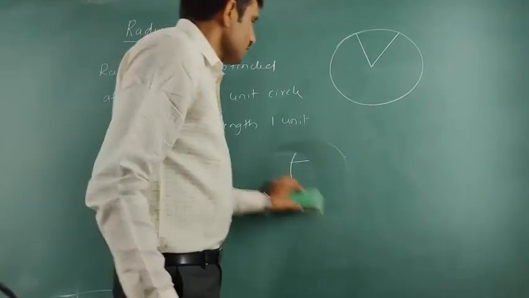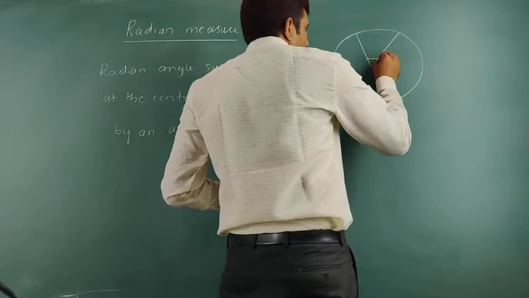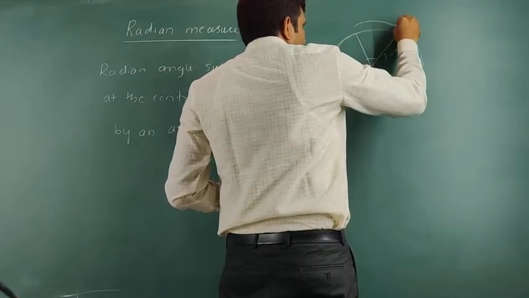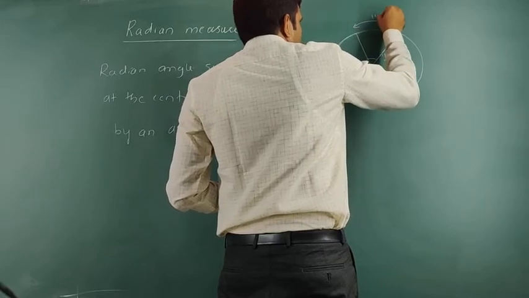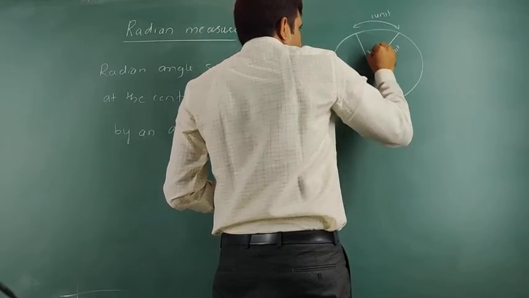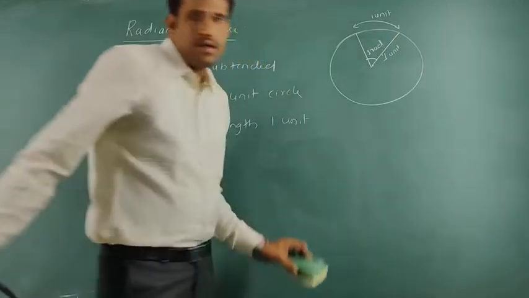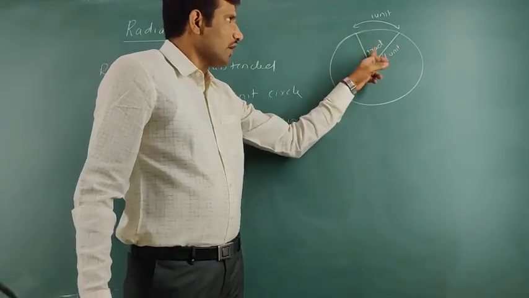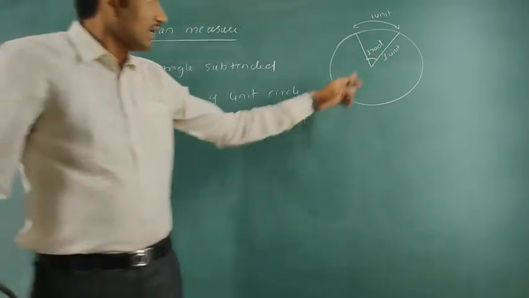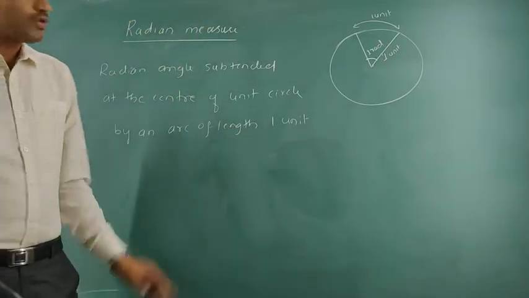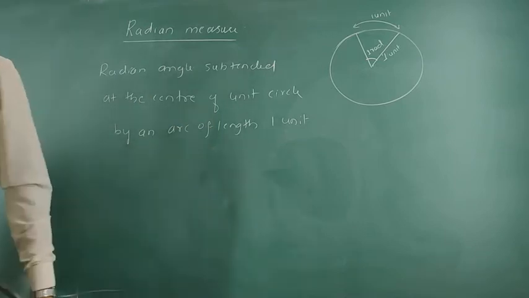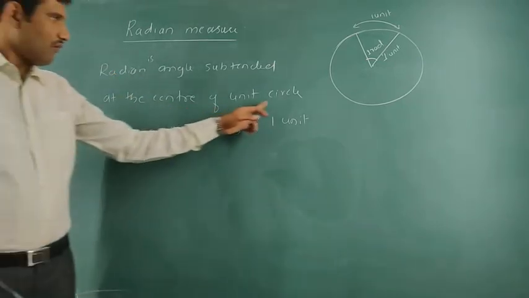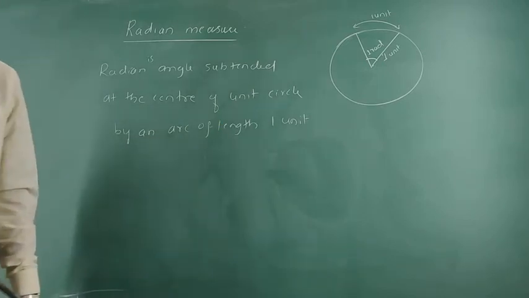Now this is theta. When the radius is 1 unit, and the arc length is also 1 unit, this angle is said to be 1 radian. Is it clear, friends? When the radius is 1 unit and the arc length is 1 unit, then the angle at the center is called 1 radian. Therefore, radian is an angle subtended at the center of a unit circle by an arc of length 1 unit.